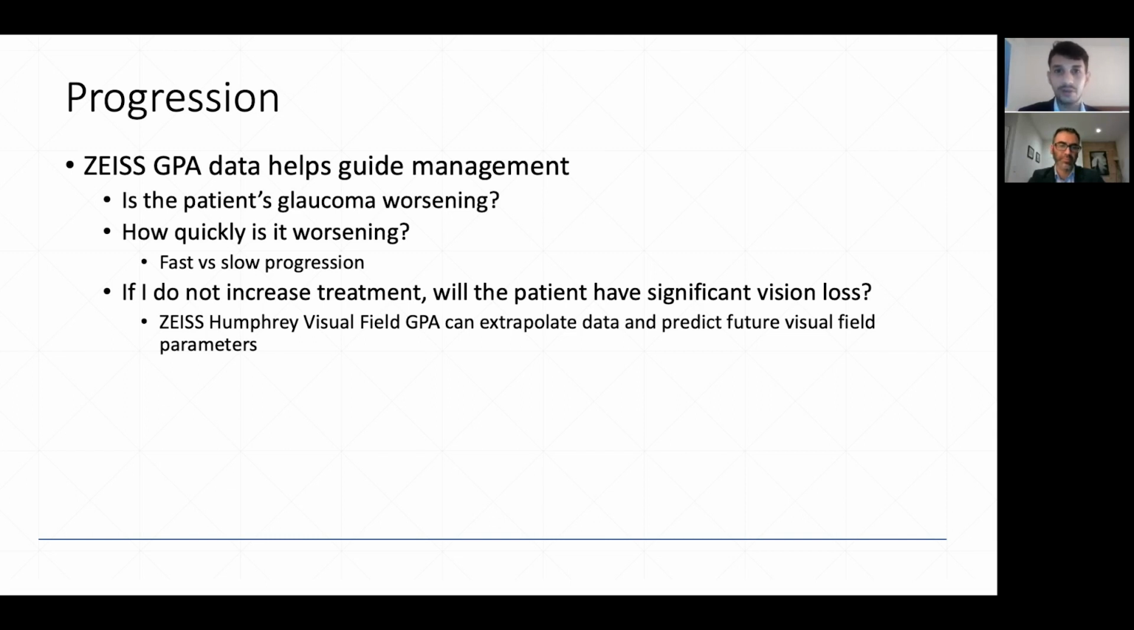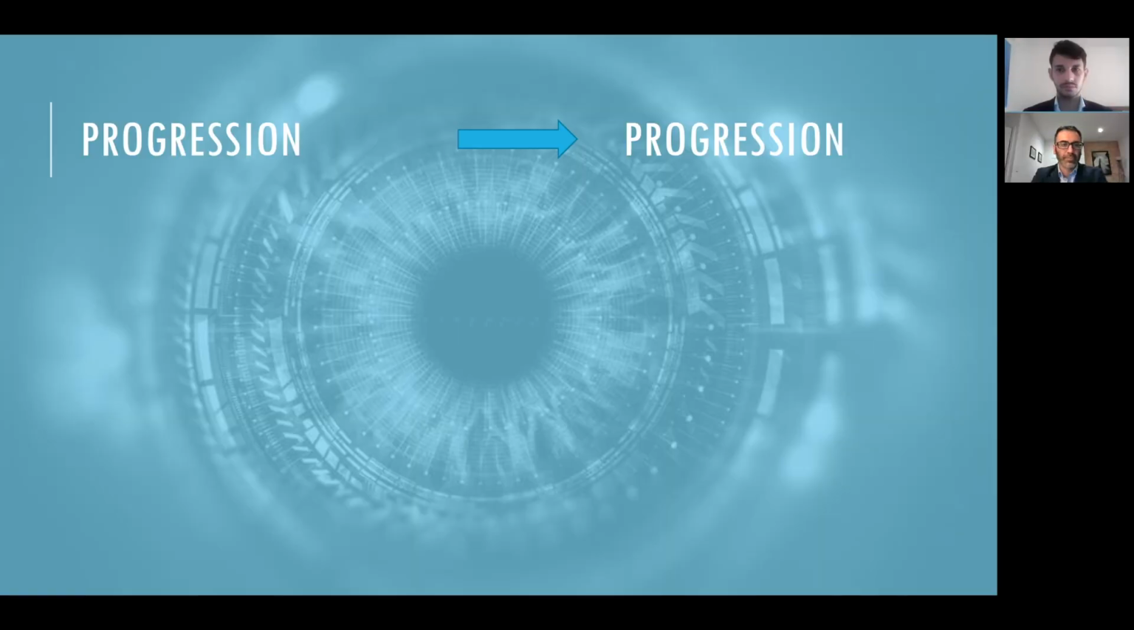It's going to help us figure out, do we need to change our treatment? Because this GPA analysis can also extrapolate data. It gives you this nice slope, which I think we have a few slides of coming up. And it'll help you predict what the visual field parameters will be in the future.